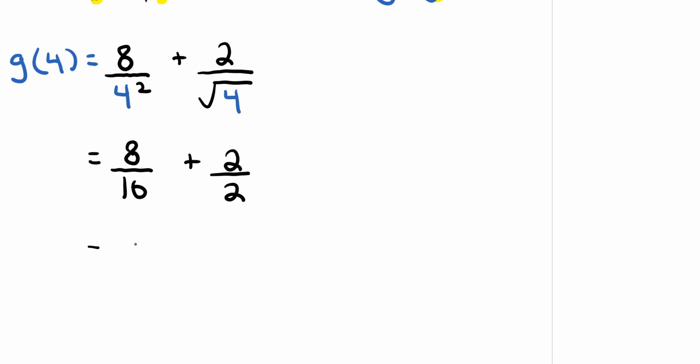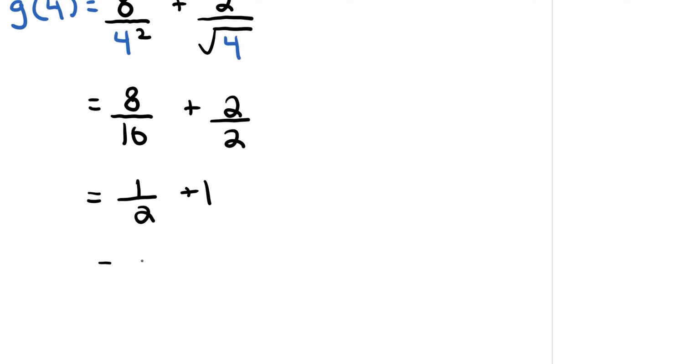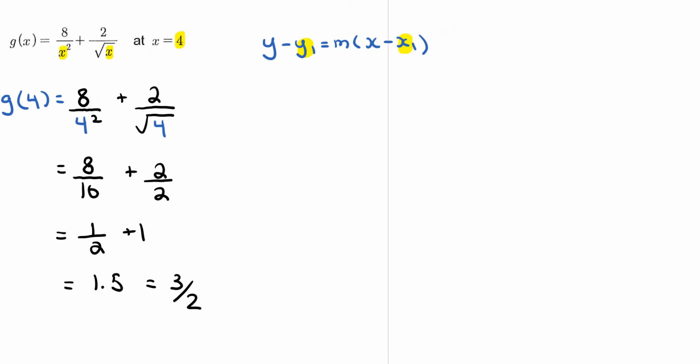Okay, so this will be equal to 1/2 plus 1. And this is the same thing as a 1.5, right? So a half plus 1, 50 cents plus a dollar is $1.50, and that's the same thing as 3 over 2. Okay, and if I had to go back and update my formula here, now I have y minus 3 over 2 equals m bracket x minus 4. Okay, so that is my updated equation of the tangent line there.